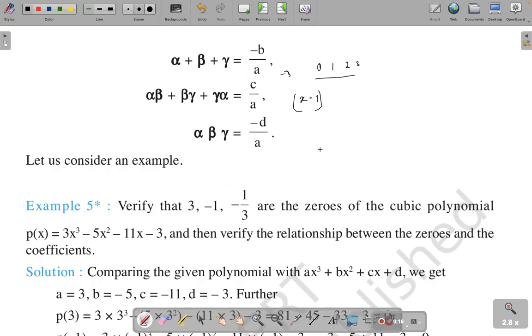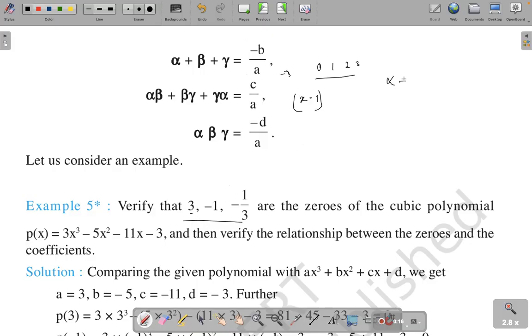Right, so this is how you find. Now you are already given the three roots. You have to verify that they are roots of this equation, and then you have to verify the relationship between zeros and coefficients. So you substitute 3 and check if this is 0. Substitute -1 and check if this is 0, and then substitute this and check this is 0. And how do you verify the relationship?